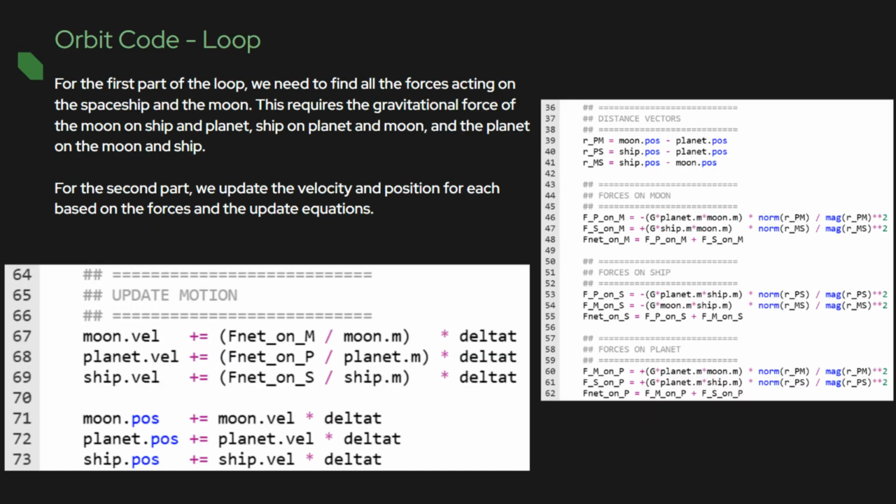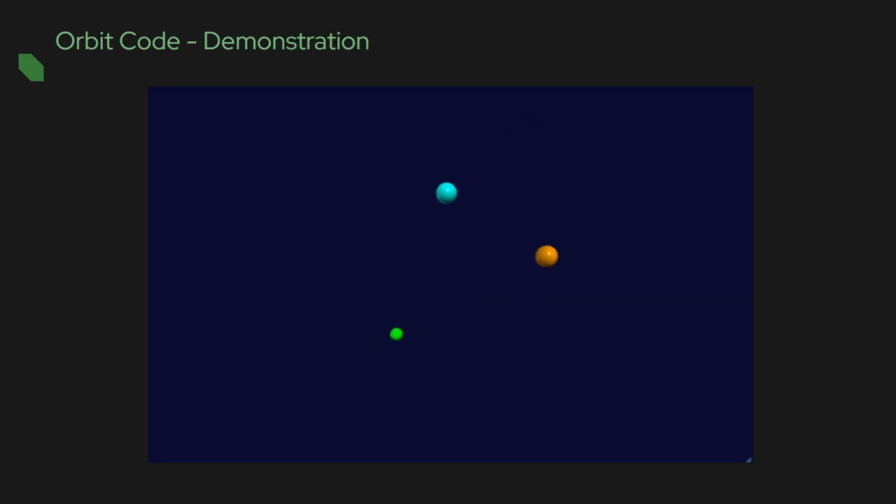Moving on to the loop, for the first part, we need to find all the forces acting on all three masses. This requires the gravitational force of the moon on the ship and planet, the ship on the planet and moon, and the planet on the moon and the ship. For the second part, we update the velocity and position based on the forces and their update equations. Here is a demonstration of our orbit code once more.